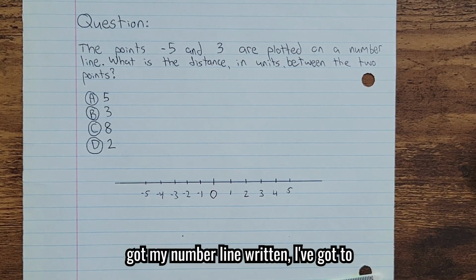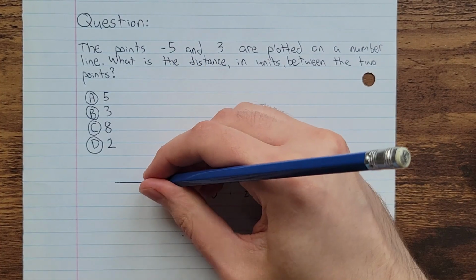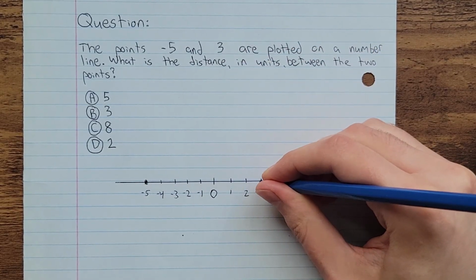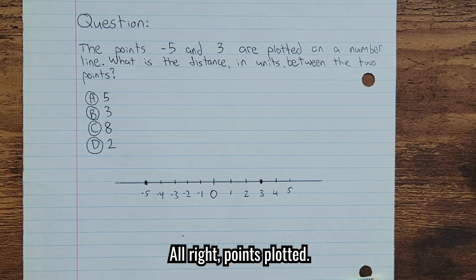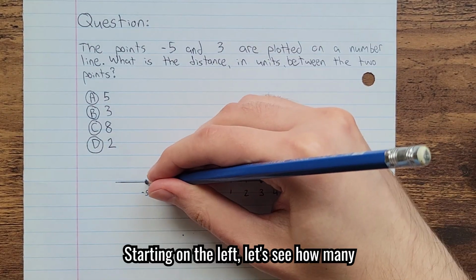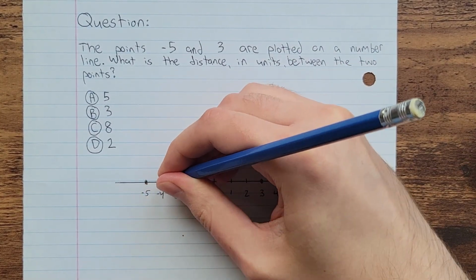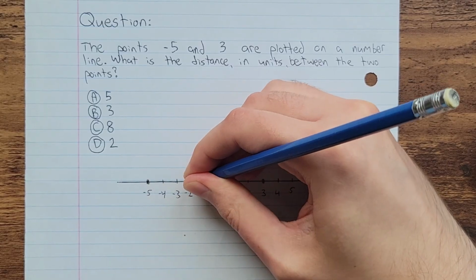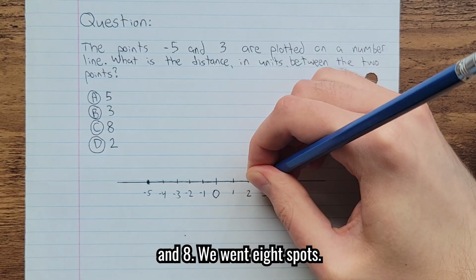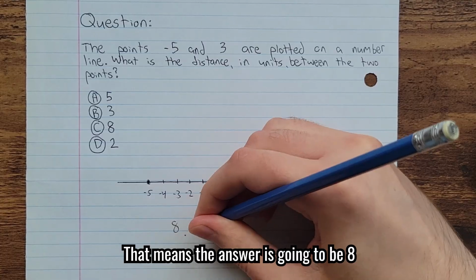Okay, now that I've got my number line written, I gotta plot my 2 points. So I got -5, and I got +3. All right, points plotted. Now comes the counting bit. Starting on the left, let's see how many spots it takes. We're gonna go 1, 2, 3, 4, 5, 6, 7, and 8. We won 8 spots. That means the answer is going to be 8 units.